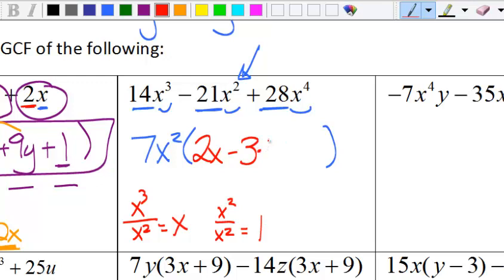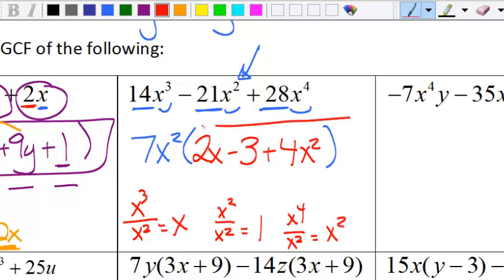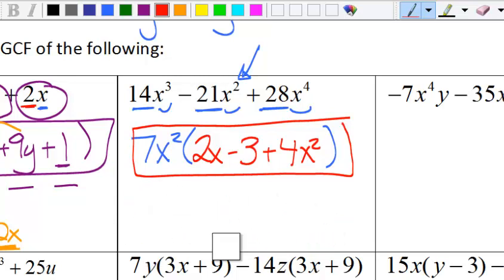And the reason I don't need to write it is that if I wrote multiply by 1, 3 times 1 is still 3. Now, if there wasn't already a 3 here, then I would need to put my 1 there. But because there's already a 3, multiplying by 1 isn't really going to change it. 28 divided by 7 is 4. X to the 4 divided by x squared, subtract my exponents and I just get x squared. This is my factorization. Now, this work down here you may not need to show, and that's fine. If you don't need it, you don't have to have it.